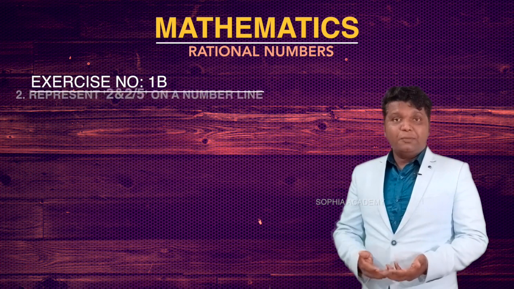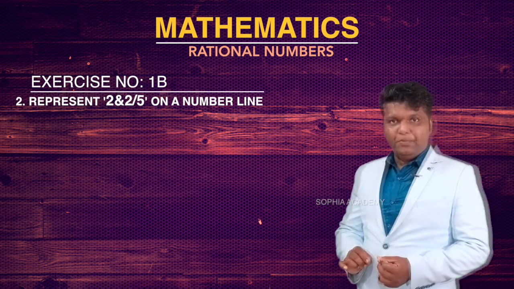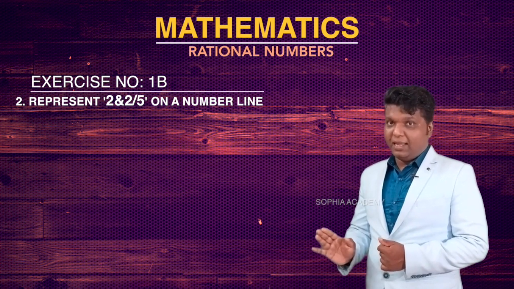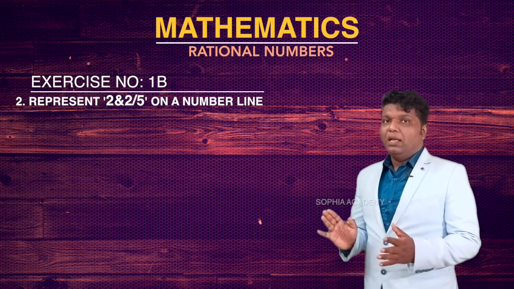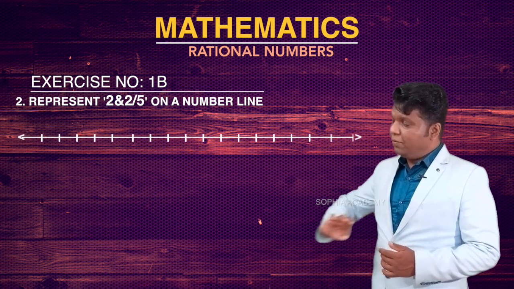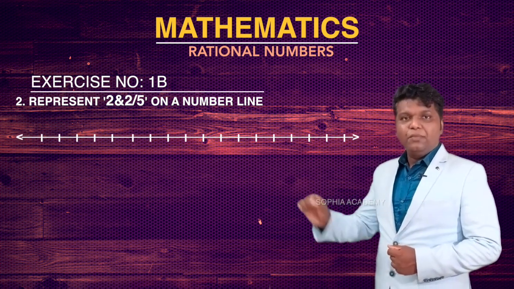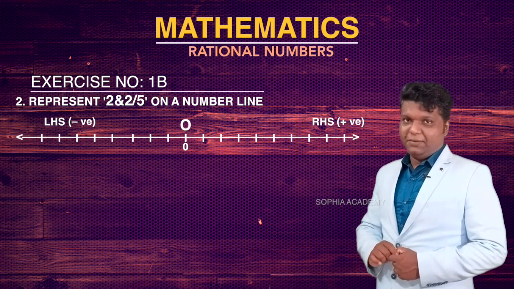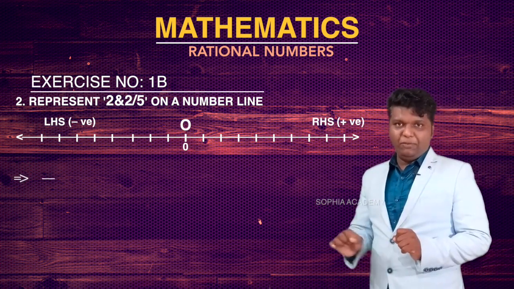Let's go to the second question. 2 and 2 by 5. You can see here it's a mixed fraction. 2 and 2 by 5. It is read like that. So that number is also positive, so it's on the right hand side. Okay, so let's start. First of all, you will draw a line in the center. It's O. You will represent it by 0, right? 0 in the center.